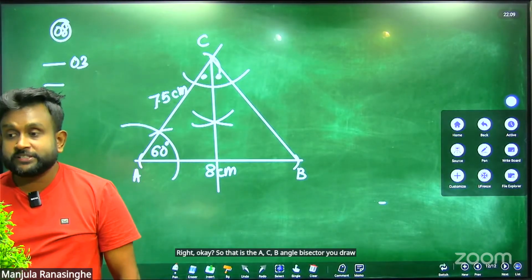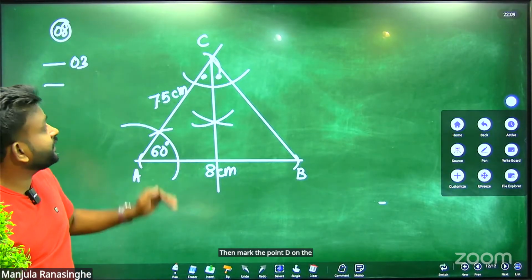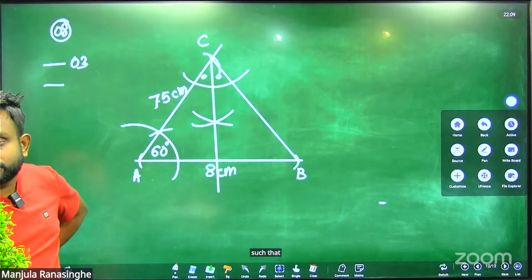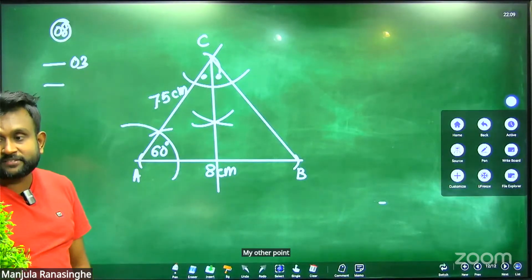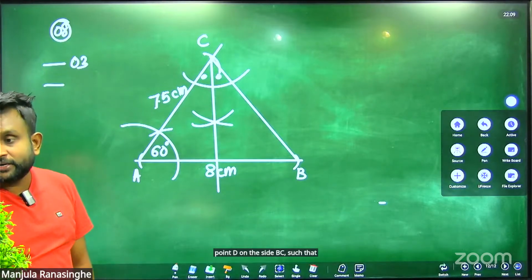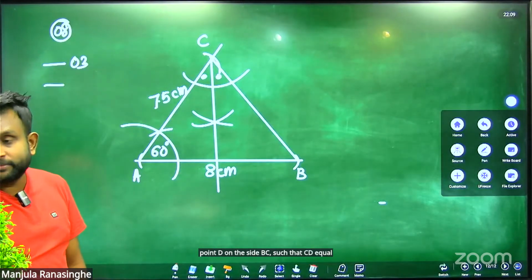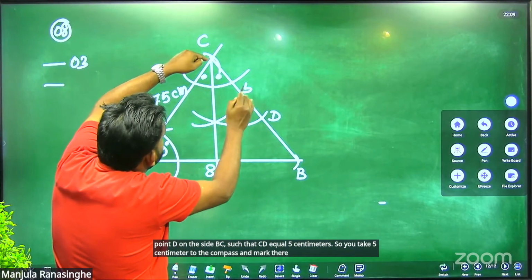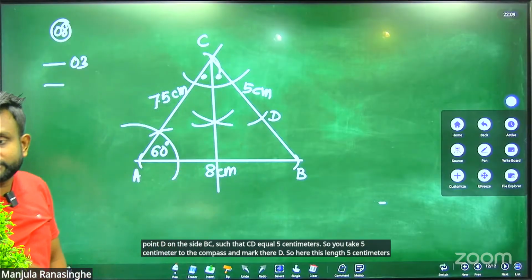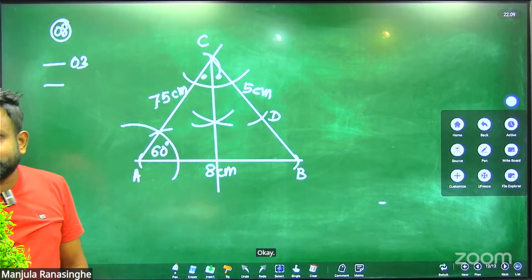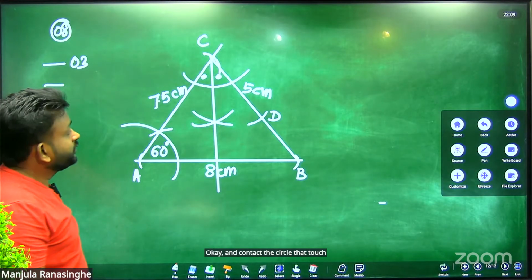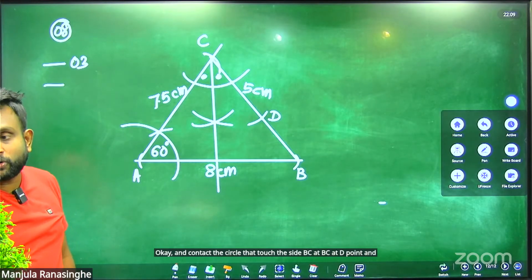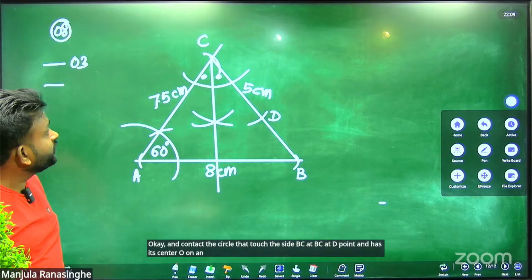Then mark the point D on the side BC such that CD equals 5 centimeters. So you take 5 centimeters to the compass and mark D there. So here this length is 5 centimeters. And construct the circle that touches the side BC at point D and has its center O on the angle bisector of ACB.